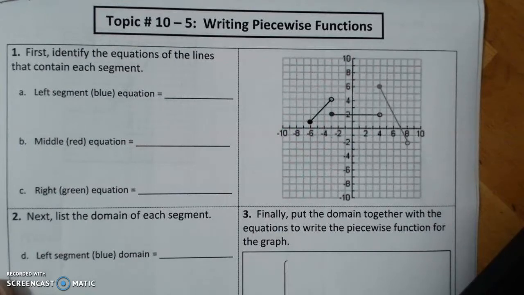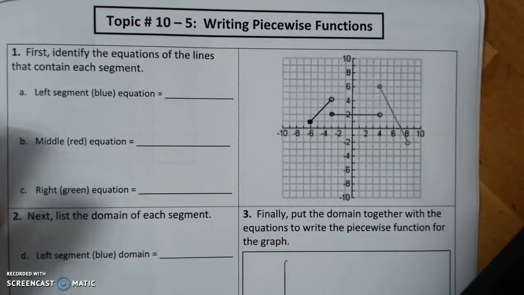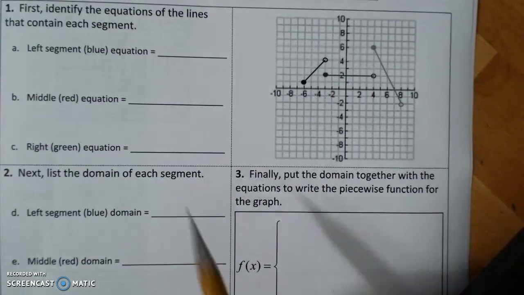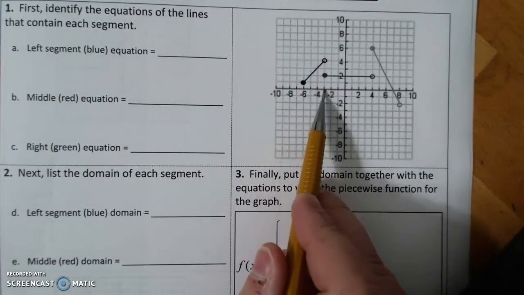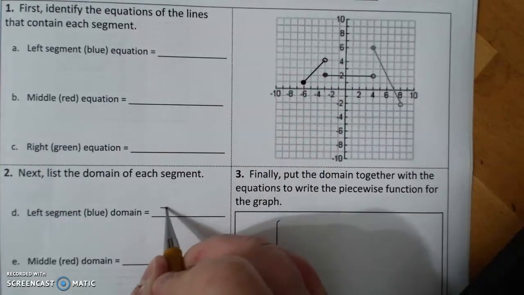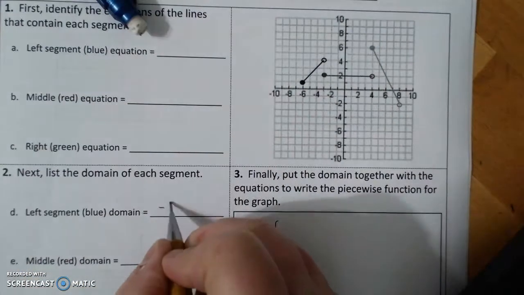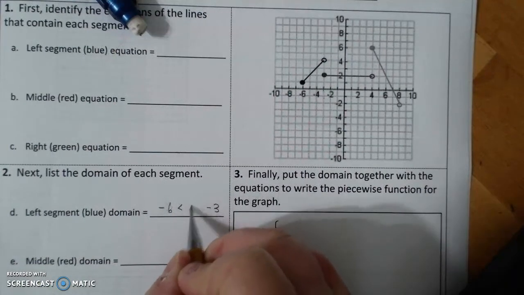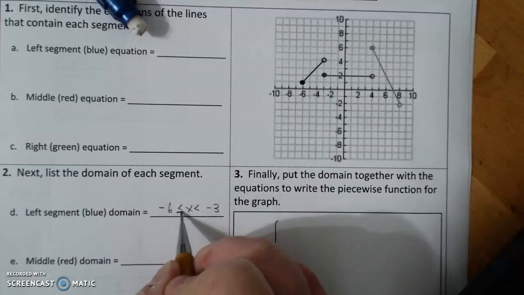Do these systematically. Work from left to right. Also, they identify the equations and then the domains. I don't. I do the domains first. Okay? And I can flip back and forth. So, left segment domain is going from -6 to -3. Say it and don't write it. -6 to -3, x is less than, but this is a closed dot, so it gets an underline.